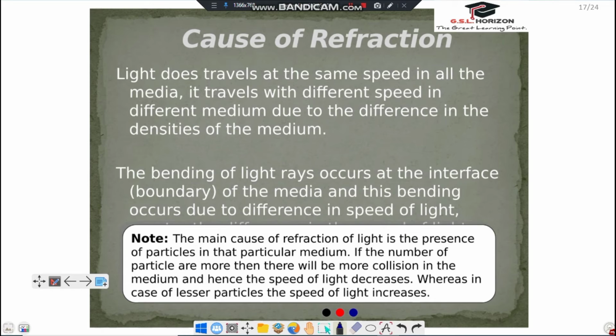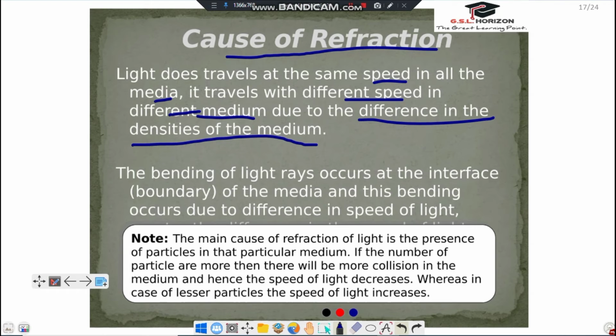Causes of refraction. And this is the best one to understand it. Light does not travel at the same speed in all media. It travels with different speed in different media, due to the difference in the densities of the media.